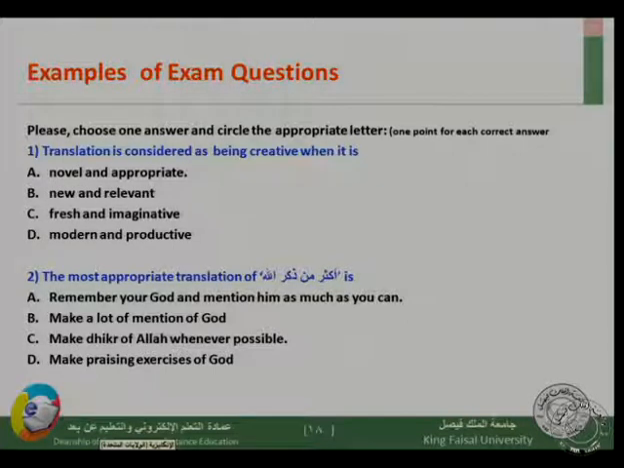Question number 2, for instance: the most appropriate translation of "أكثر من ذكر الله". Remember your God and mention Him as much as you can. Make a lot of mention of God. Make dhikr of Allah whenever possible. Make praising exercises of God. Which one is the most appropriate translation?